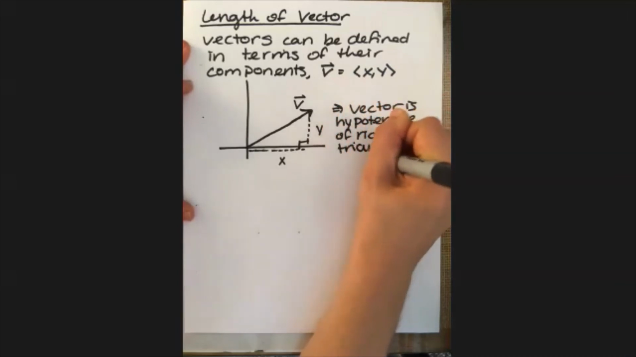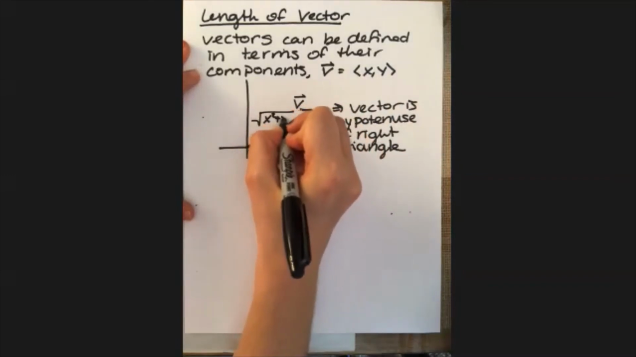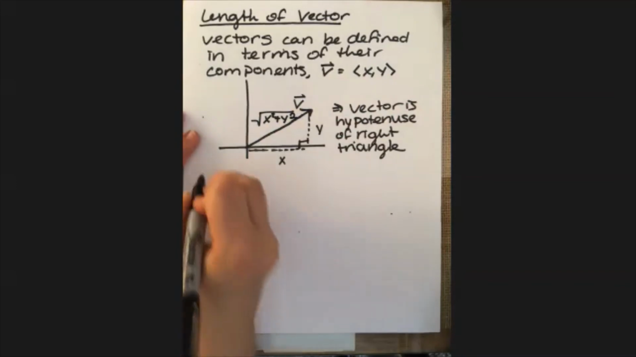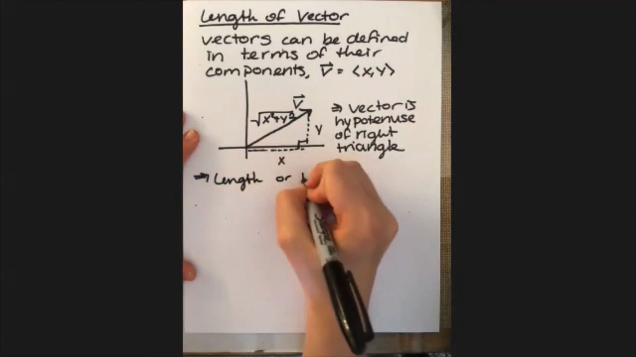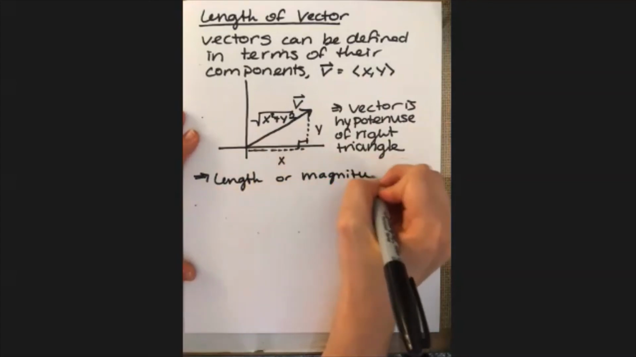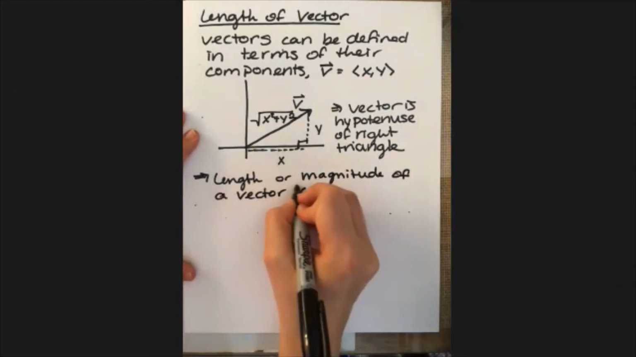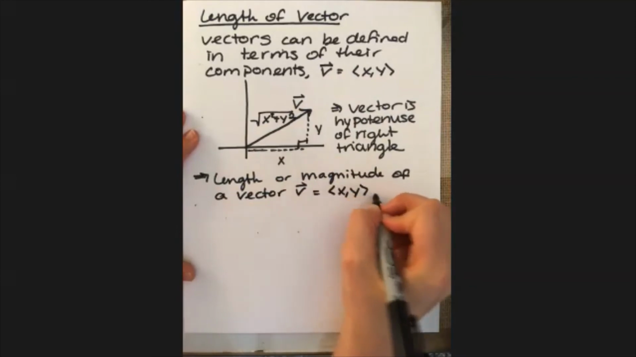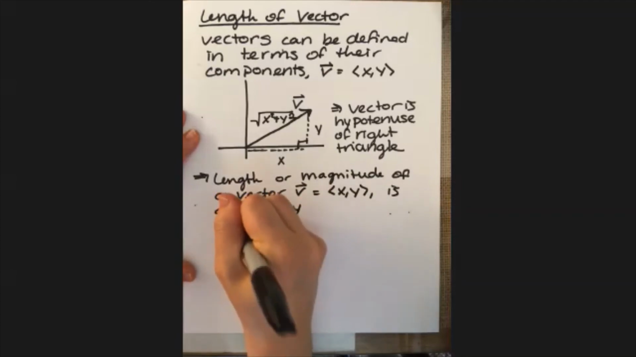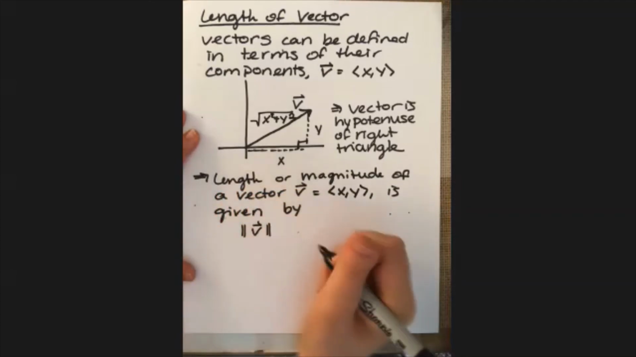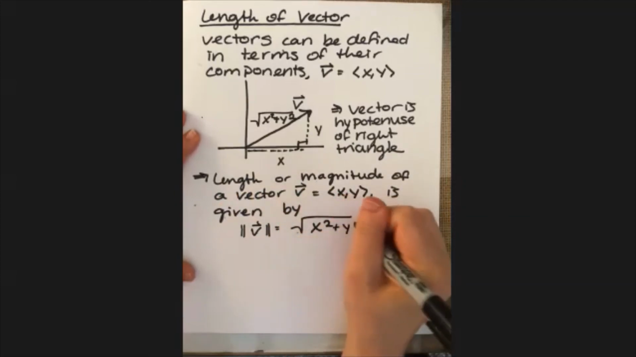This means that we can use the Pythagorean theorem to figure out the length of this vector to be the square root of x squared plus y squared. So that gives us our definition. Length or magnitude of a vector V when we have its components x, y is given by, and the notation that we use for this is these two vertical bars surrounding our vector V. We just take the components of the vector, square them, and add them together.